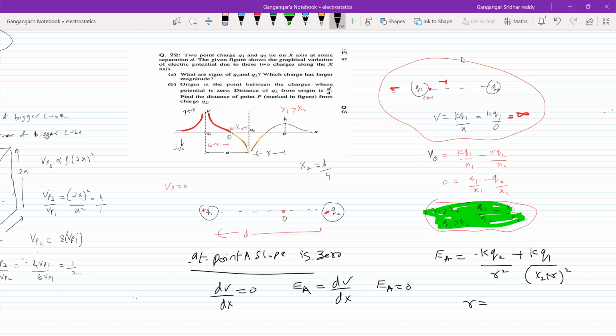So some good basic thinking problems. Anybody got the value of r? I'm writing this much. Check your answer. This should be the answer. Okay, fine.